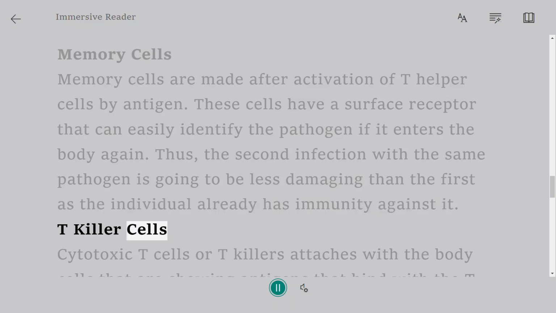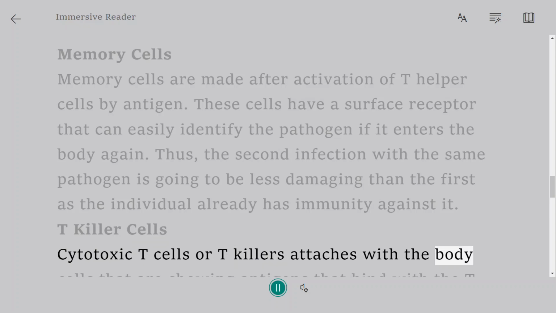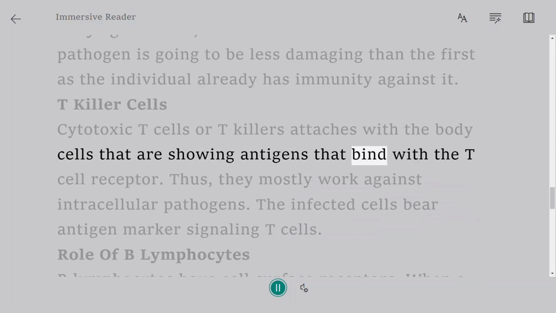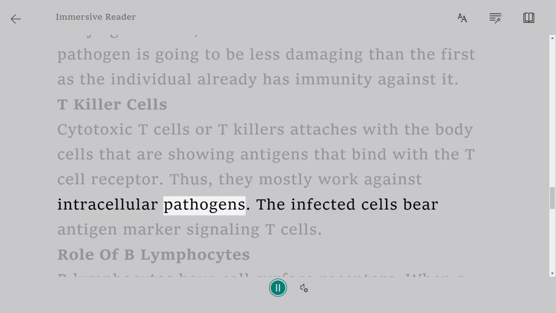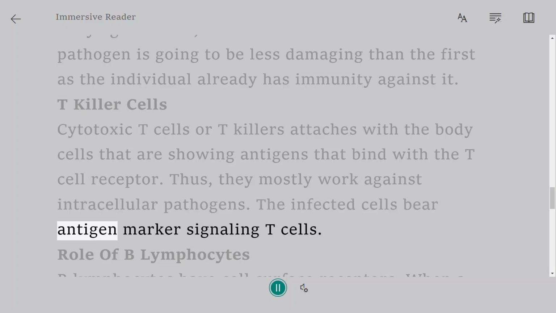T killer cells. Cytotoxic T cells or T killers attach to the body cells that are showing antigens that bind with the T cell receptor. Thus, they mostly work against intracellular pathogens. The infected cells bear antigen markers signaling T cells.